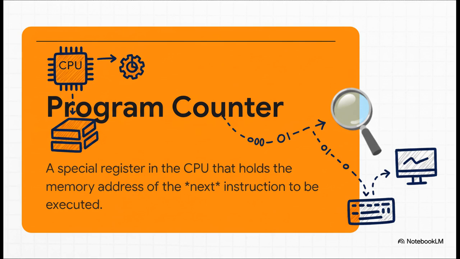So how does the CPU know which instruction to grab next? Well, that's the job of the program counter. It's a special little register that does one thing. It holds the memory address of the very next instruction. As soon as one instruction is fetched, the program counter automatically ticks up, pointing to the next one in line. It's basically the conductor of the whole symphony, making sure everything happens in the right order.